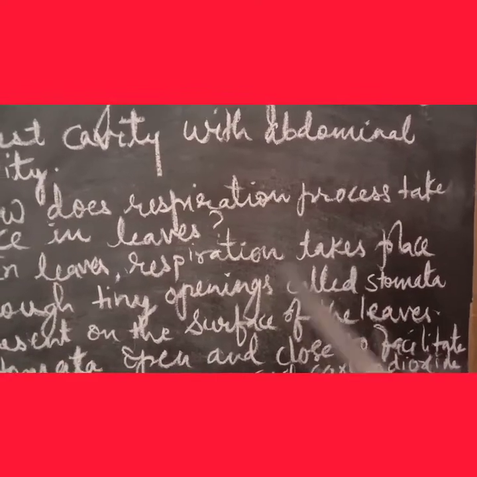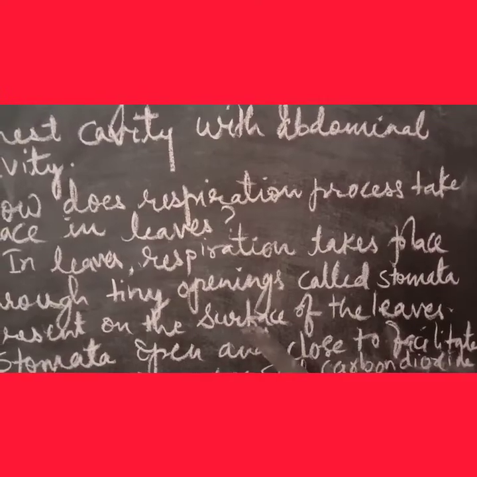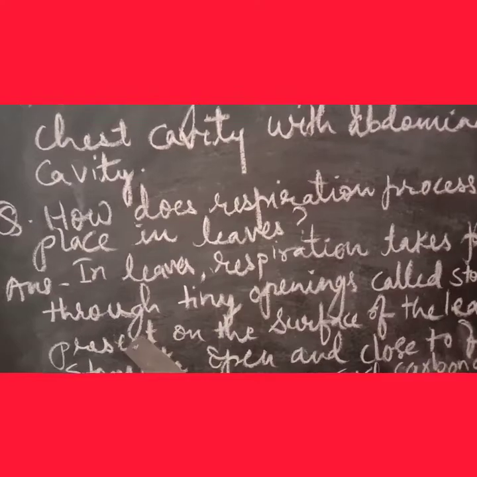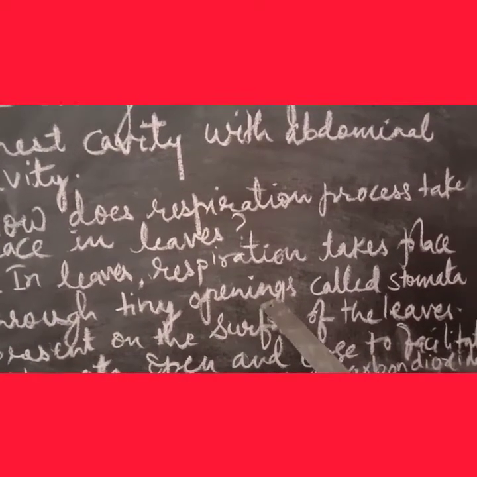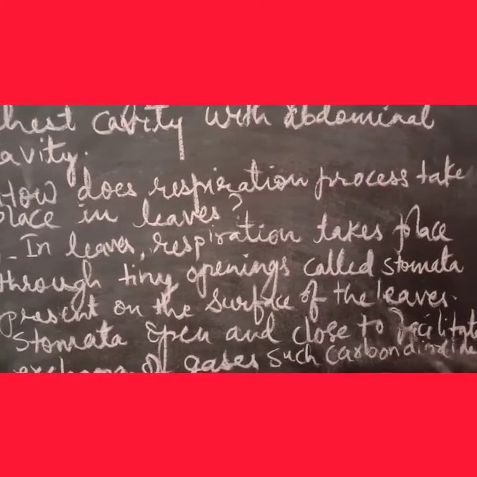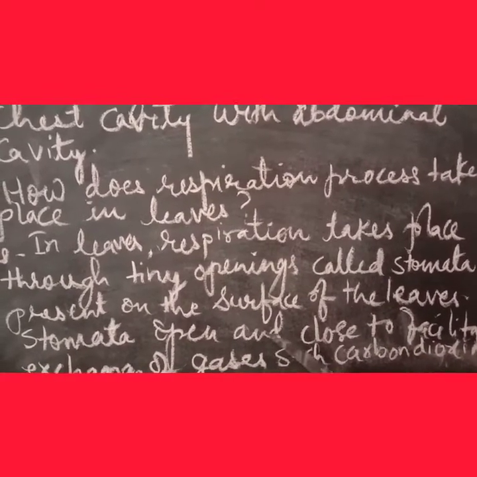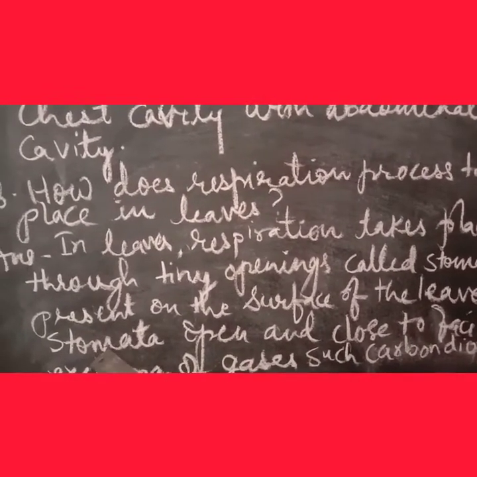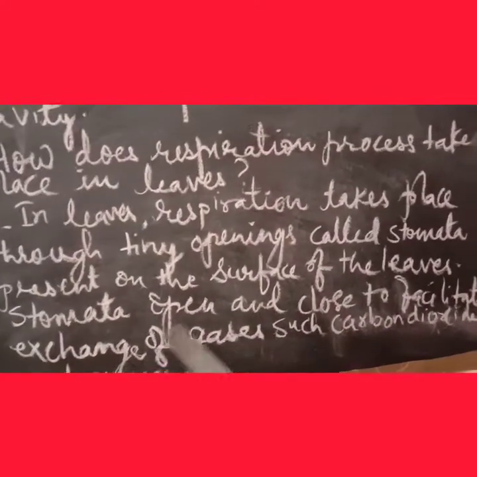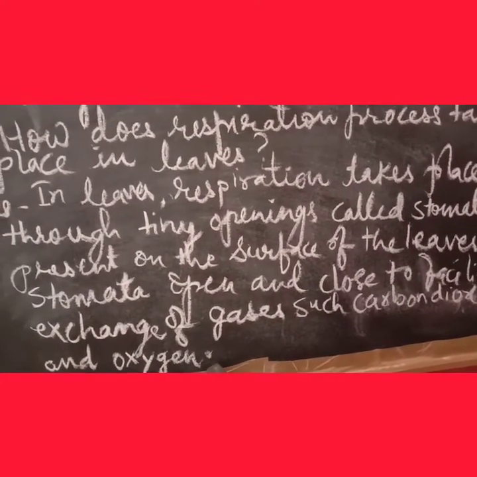The reason is related to transpiration, so we are not going to go in depth about it here in this video. So overall we can write that stomata are the tiny openings present on the surface of the leaves, depending on the types of the leaves, maybe more on the upper surface, the lower surface, or equal on the upper and lower surface. Next, these stomata open and close to facilitate exchange of gases such as carbon dioxide and oxygen.